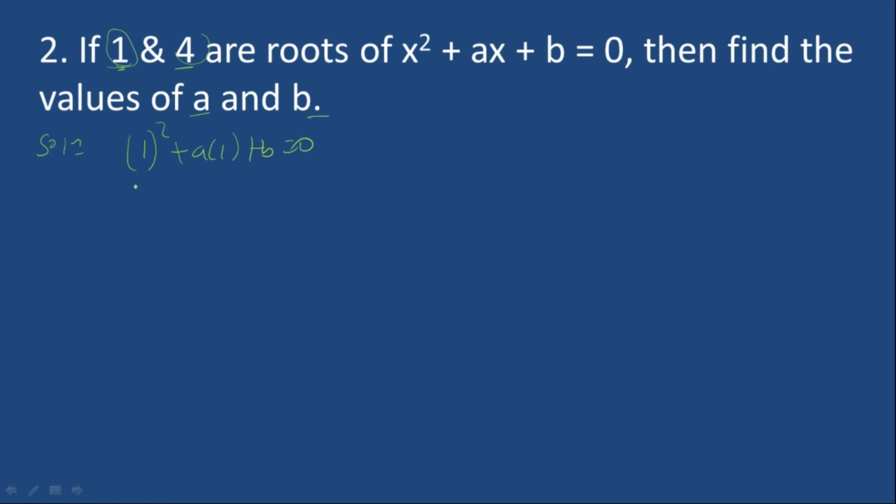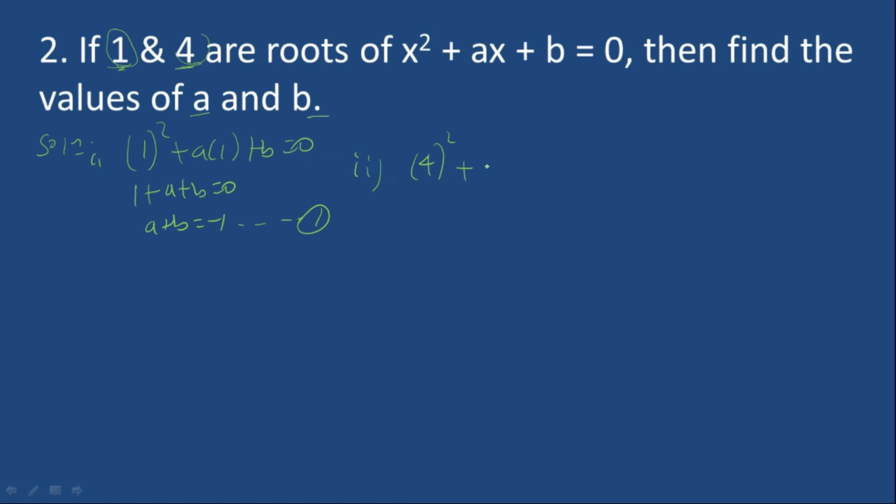Let us simplify first. 1 plus a plus b is equal to 0. This means a plus b is equal to minus 1. This is equation 1. The other one is to substitute the value of x by 4. So this becomes 4 squared. This is for Roman number 1, and this is Roman number 2.